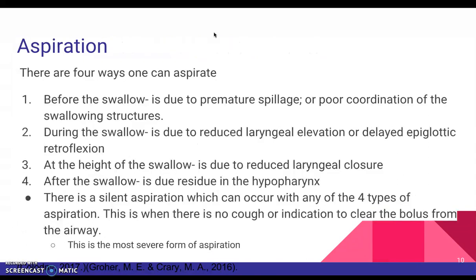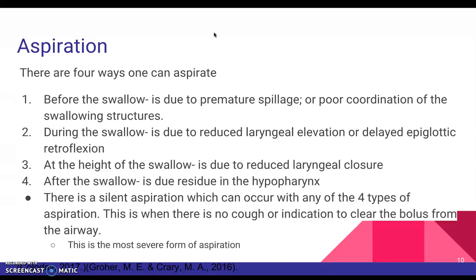There's 4 times the person can aspirate: before, during, at the height, and after the swallow. Before is due to premature spillage. During is due to reduced laryngeal elevation and epiglottic retroflexion. At the height of the swallow, it is due to poor laryngeal closure. After the swallow, it is due to residue in the hypopharynx.